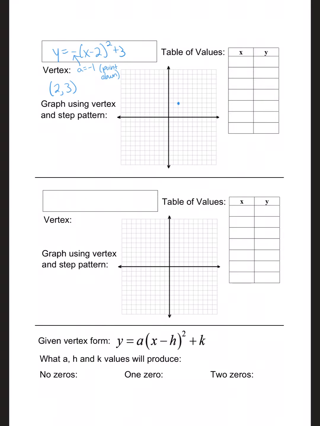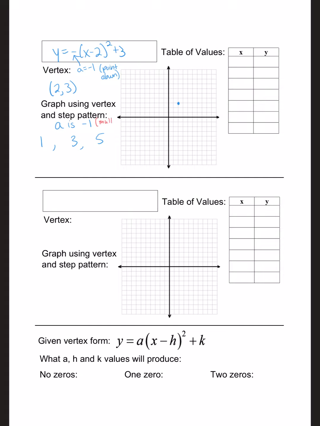Okay, I'm going to use my a value to help me graph this. I'm not going to go right to my table of values yet. Okay, so if a is negative 1, we're going to take that a value and we are going to apply that to our base step pattern. So our step pattern is usually 1, 3, and 5. We're going to take whatever that a value is and multiply by that a value to our step pattern.